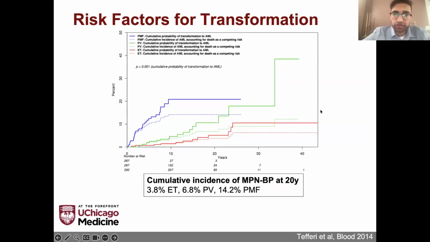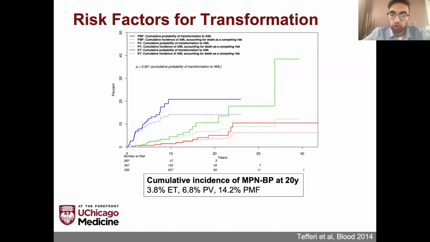What are the risk factors for transforming? So let's talk about the type of underlying MPN first. Patients with ET have the lowest risk of progressing to blast phase MPN. If you follow a cohort of patients for 20 years, the risk of progression to blast phase in someone who has ET is about 4%, 7% in patients with PV, and about 14% in patients with primary myelofibrosis. Again, I want to emphasize this is follow-up for 20 years.